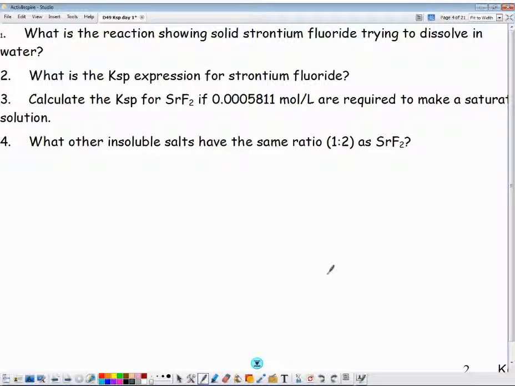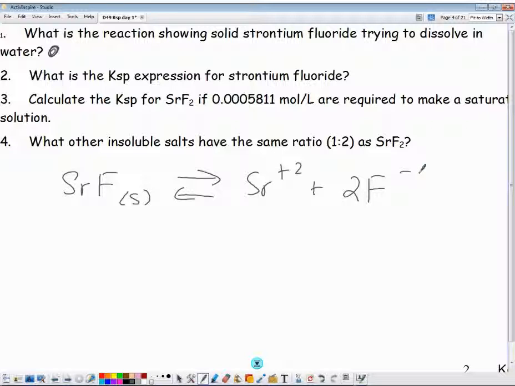With this question, hopefully you're starting to see just a touch. It says, what is the reaction showing solid strontium fluoride trying to dissolve in water? At least that's what this question right here is asking. So strontium fluoride solid in equilibrium with strontium ion and fluoride ion.